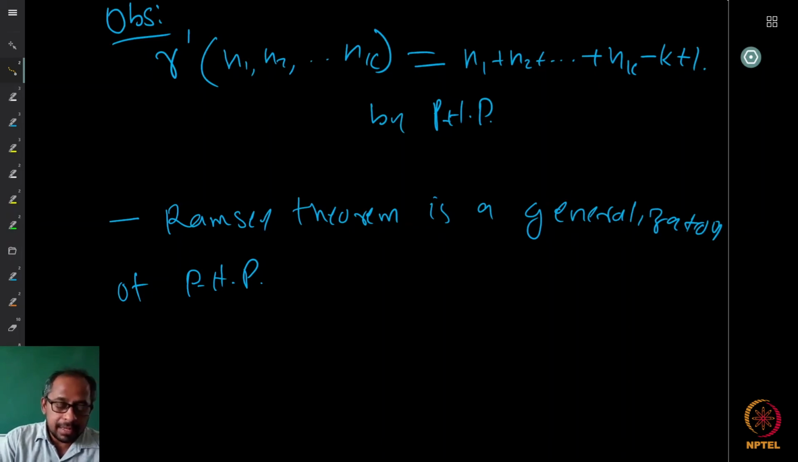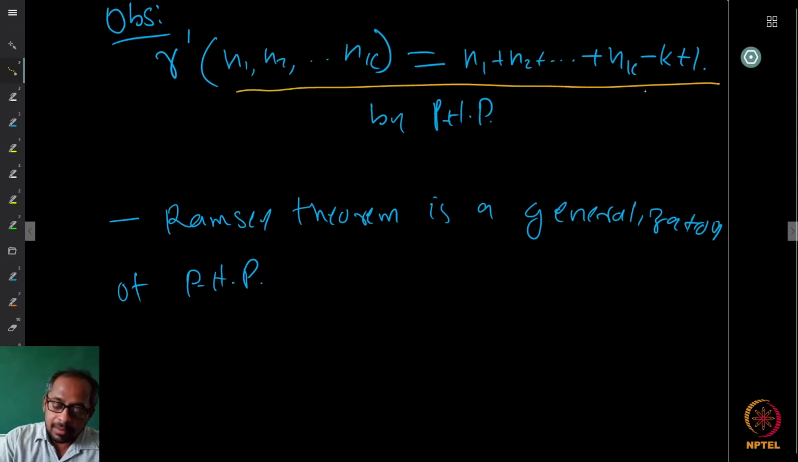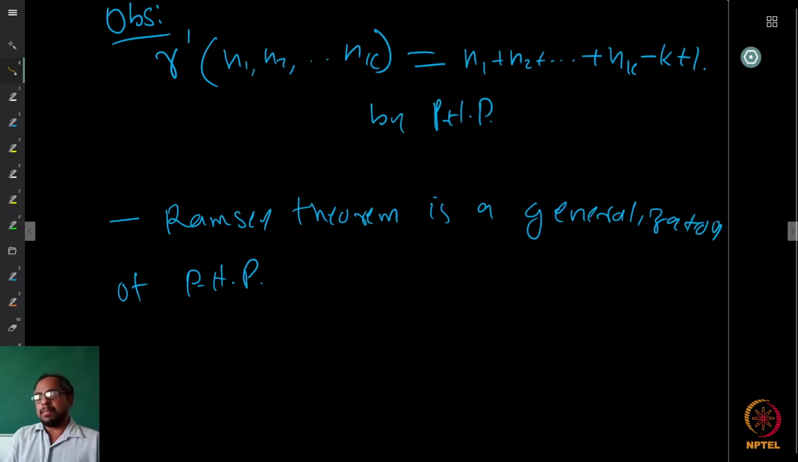So we can see that even for just t equal to 1, what we get is something in the form of the generalized pigeonhole principle. So now we can see what happens in terms of t. It is not exactly the same statement, but you can see why it is a generalization, right? So Ramsey theorem is a generalization of the pigeonhole principle.